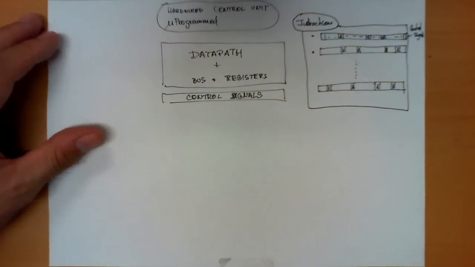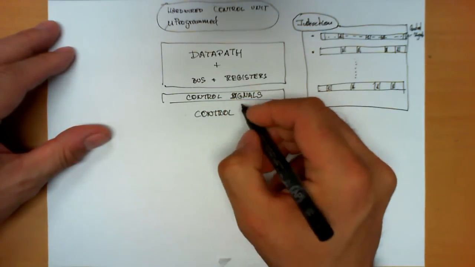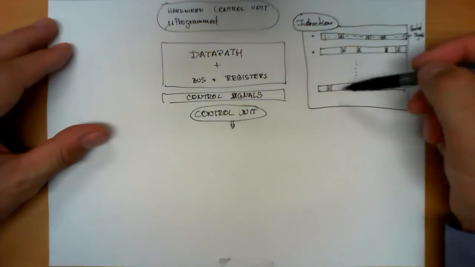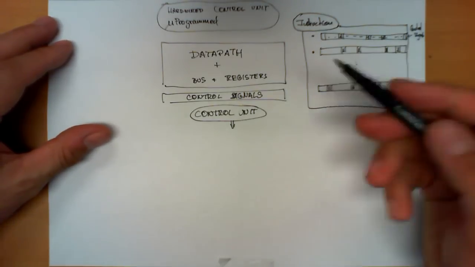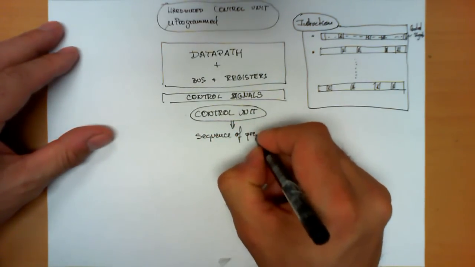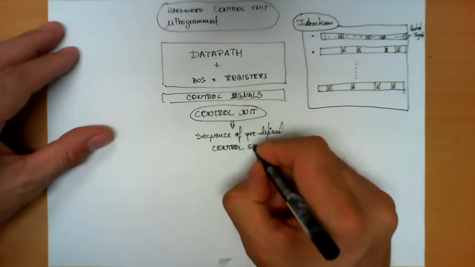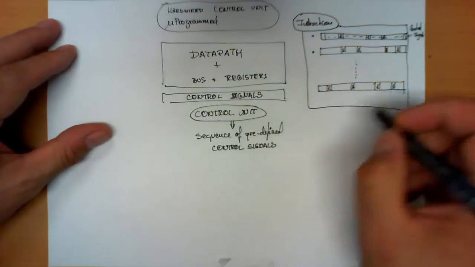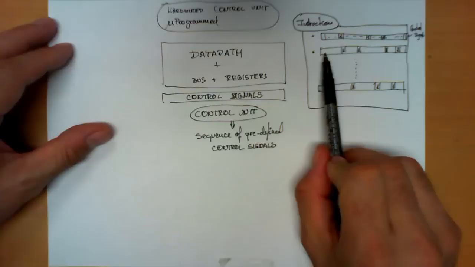Which block is in charge of doing this? The block in charge of generating these signals is the control unit. So at each time of the execution of an instruction, the control unit has to generate a predefined sequence of these control signals. Another way of looking at it is that the control unit has to traverse this sequence, change zeros and ones, and generate at each point a different array with the values zeros and ones.